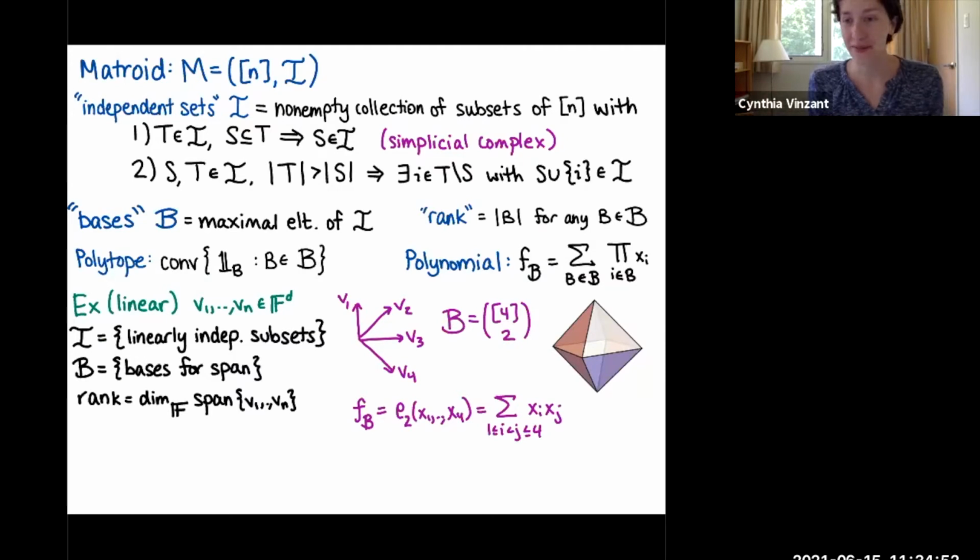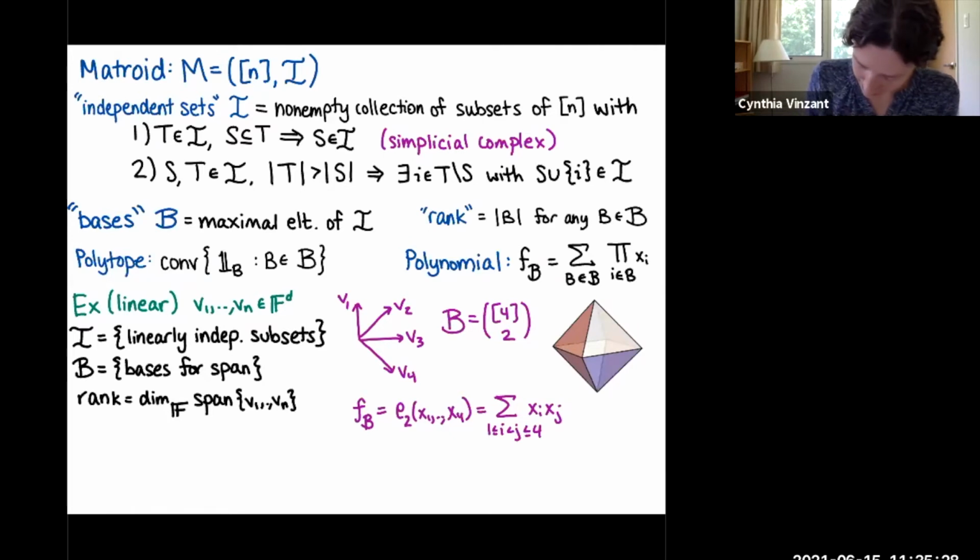So one fundamental example of a matroid is one given by linear independence of vectors. So if I pick n vectors in some vector space, then I can get a matroid by taking my independent sets to be the indices of linearly independent subsets of these vectors, and the bases to be exactly the subsets that correspond to the bases for the span. And the rank will just be the dimension of the span, the size of the basis.